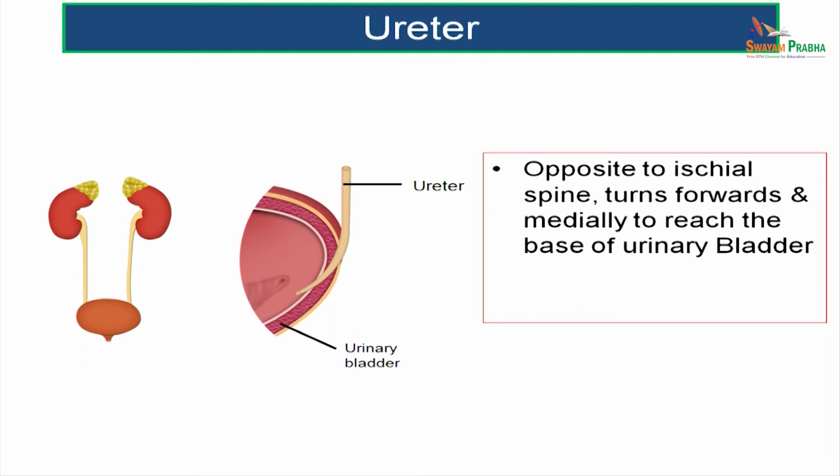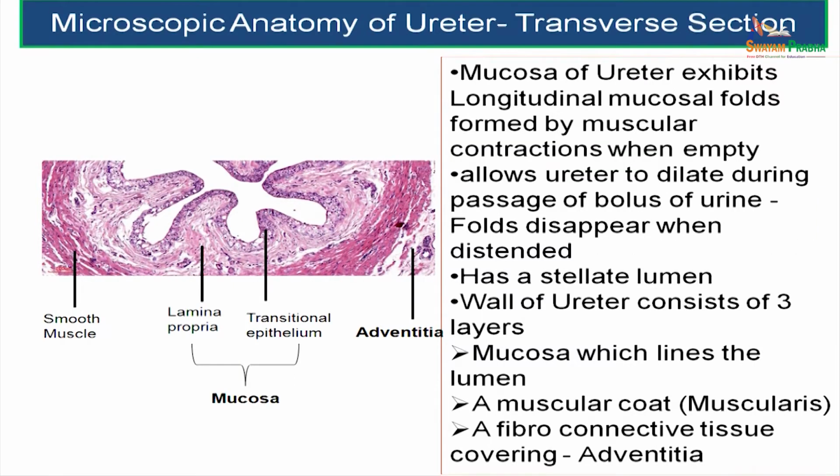Having studied the gross anatomy of ureter, let us now go into the microscopic anatomy of ureter transverse section. This is the histological picture of ureter. You can see that the mucosa of the ureter exhibits longitudinal mucosal folds. These are the mucosal folds formed by muscular contractions when empty.